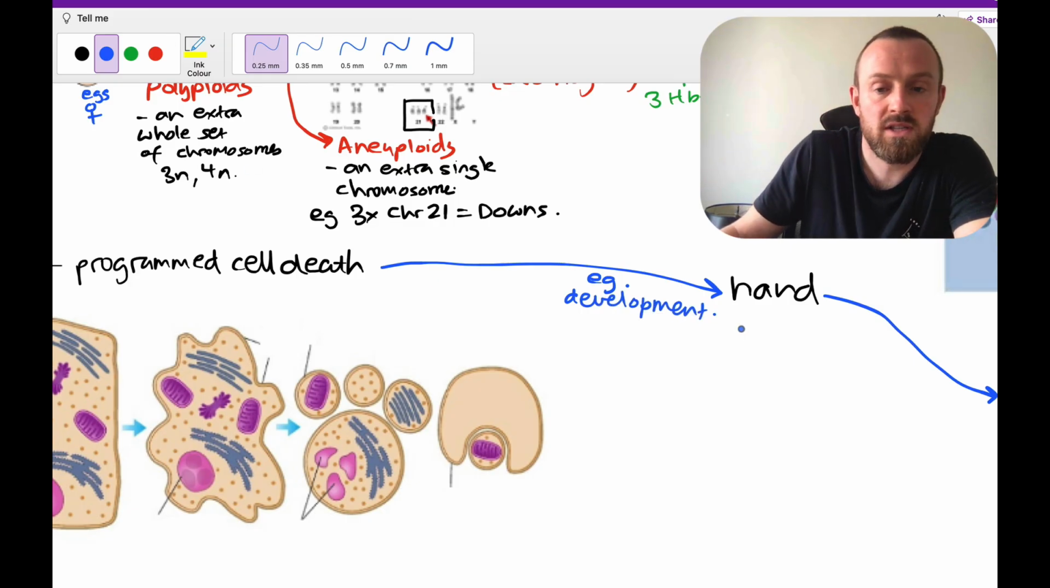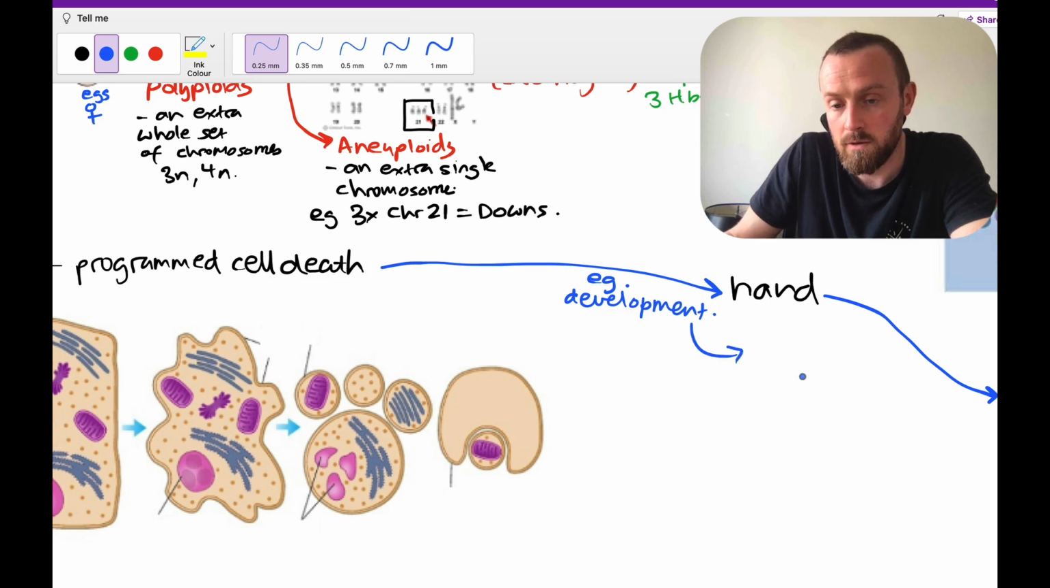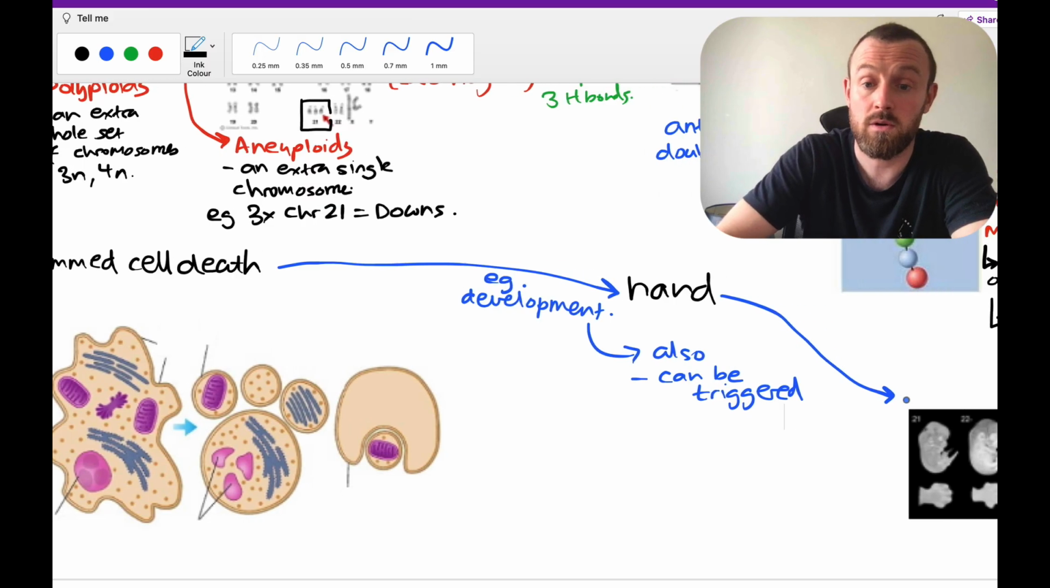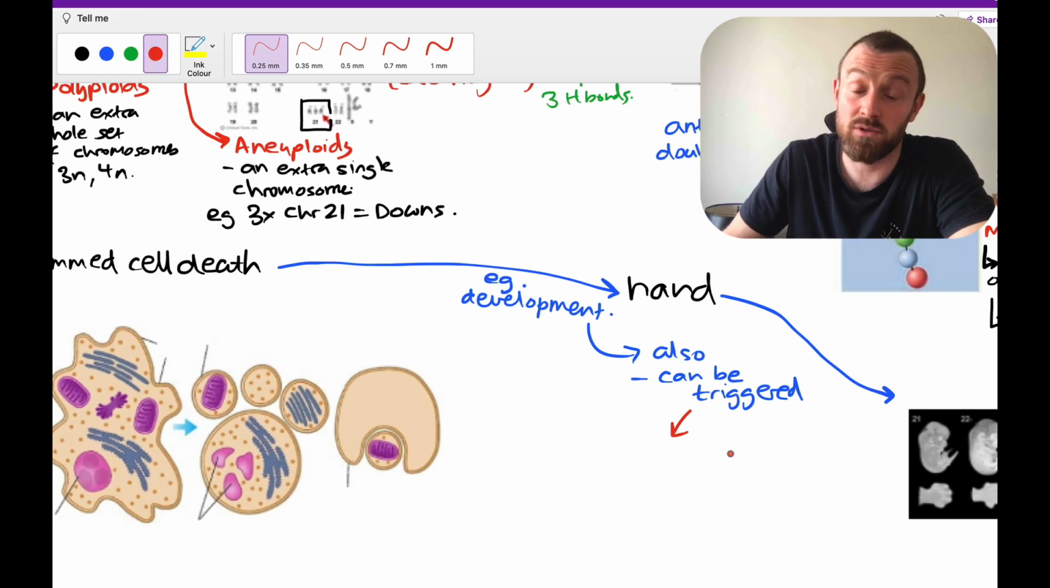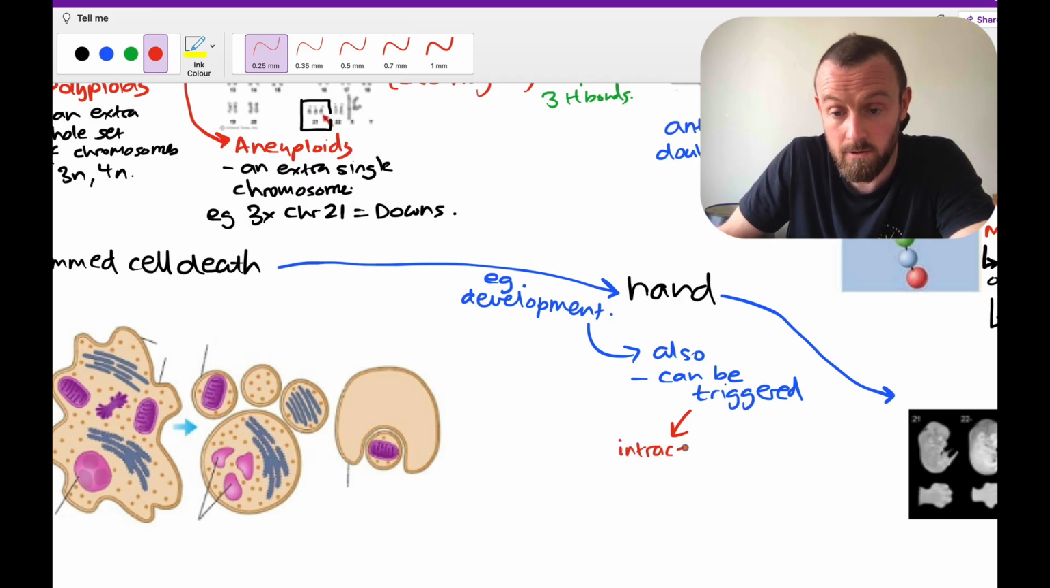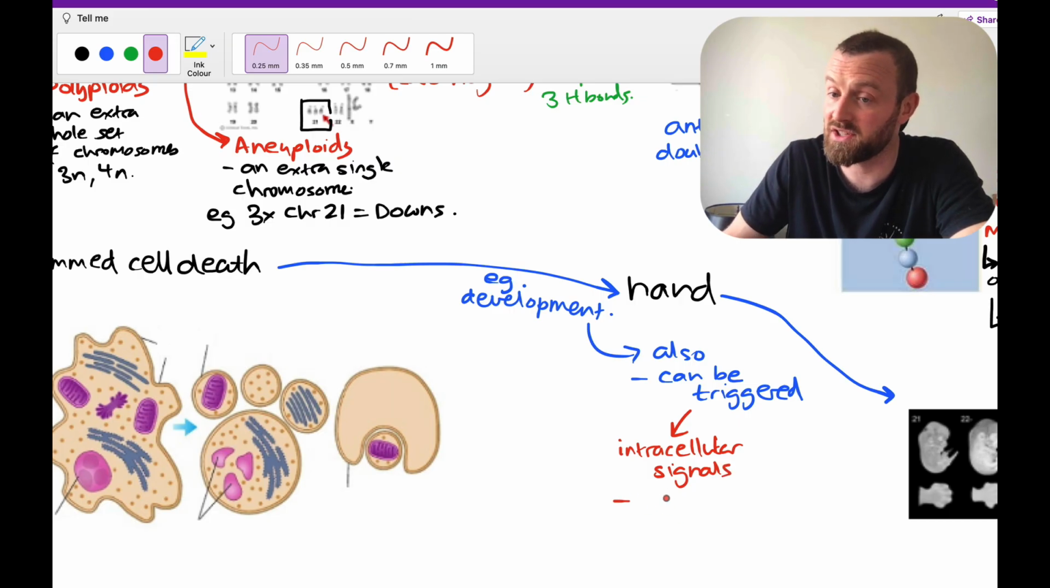But it's also worth noting that apoptosis can also be triggered in response to lots of things. So it may not be programmed. It might be triggered by signals inside the body, for example, intracellular signals. If something's going really wrong inside the cell, it will be like, we're done for, let's just kill ourselves. So that could be DNA damage.